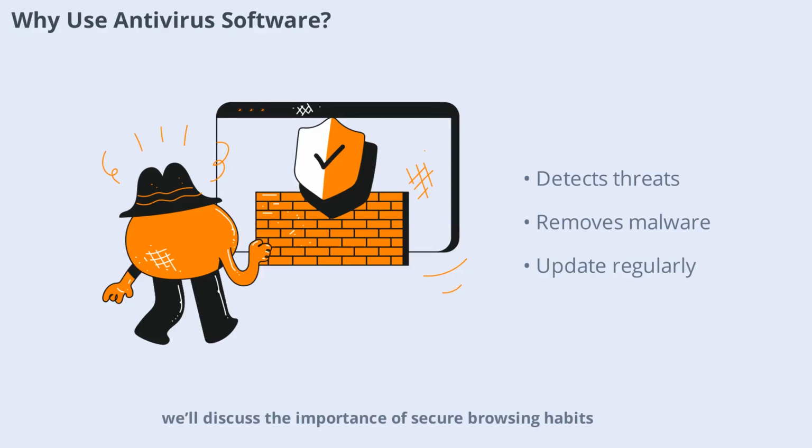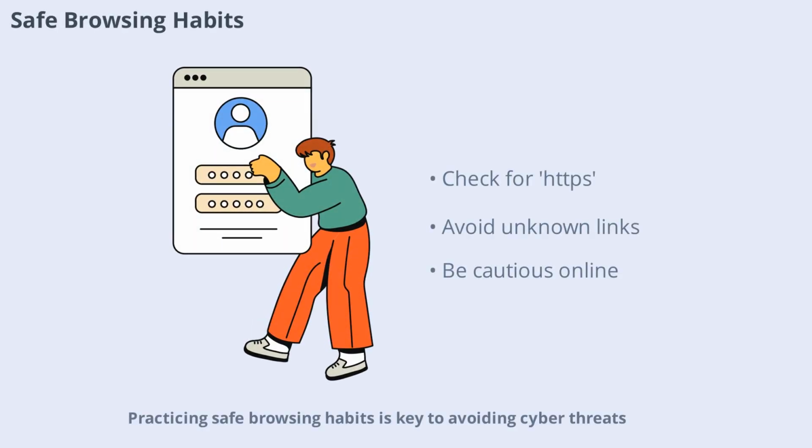Next, we'll discuss the importance of secure browsing habits. Practicing safe browsing habits is key to avoiding cyber threats. Always check website addresses for the HTTPS prefix, which indicates a secure connection. Be cautious when downloading files or clicking on links, especially from unknown sources. These simple steps can help you avoid many common online dangers.